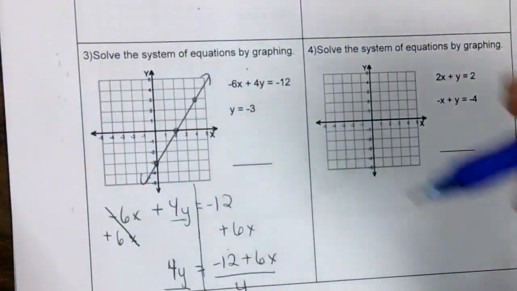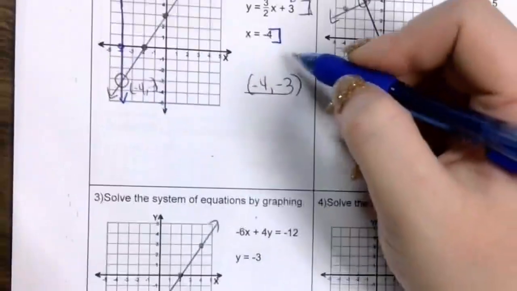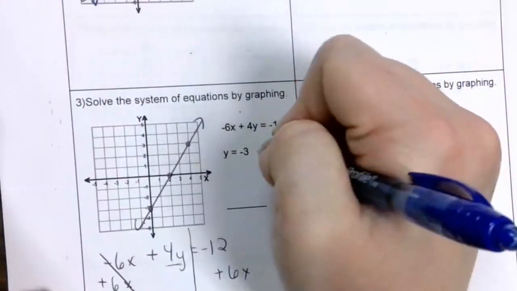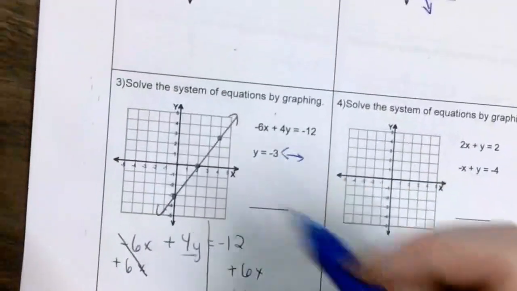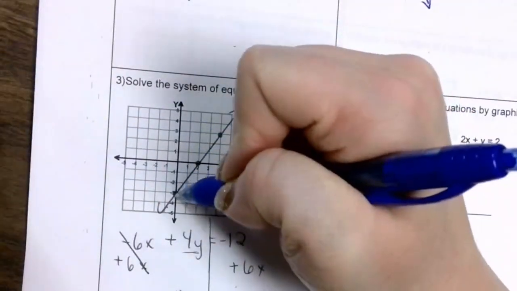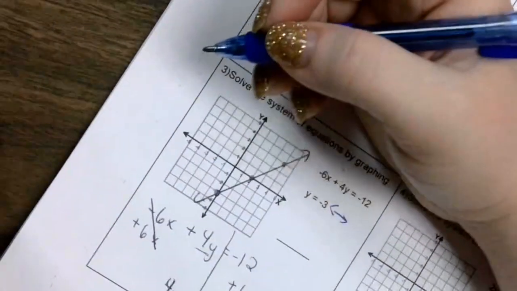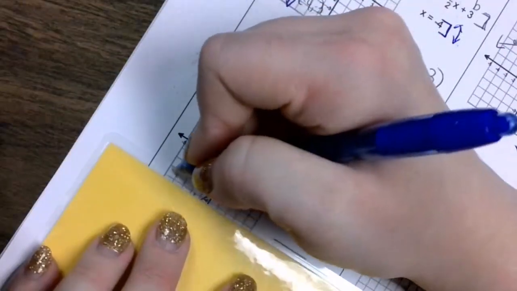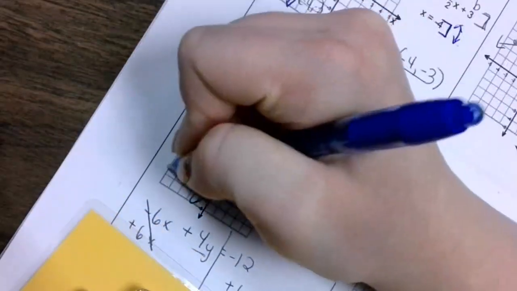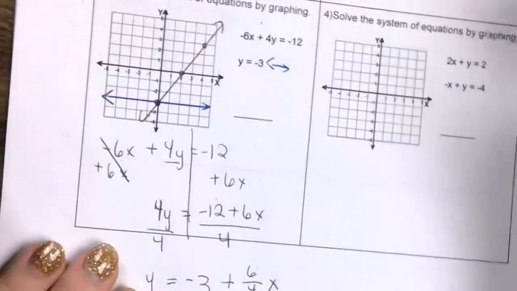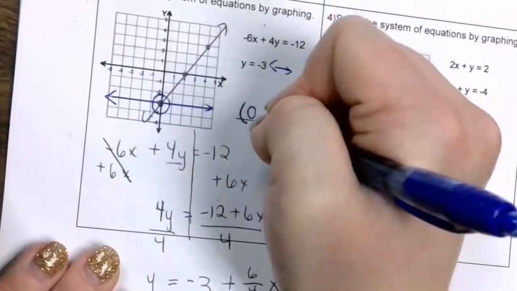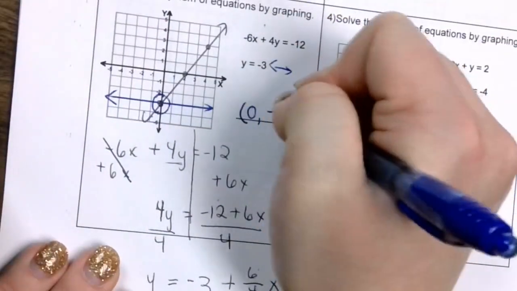My next is y equals -3. Just like how x equals -4 is a vertical line, y equals -3 is a horizontal line. So you're going to find where y is -3, and you are going to take your straight edge and draw a horizontal line. Bam. Alright, my intersection is my coordinate, my answer. So here's my intersection, and that is 0, -3. So that's my answer.